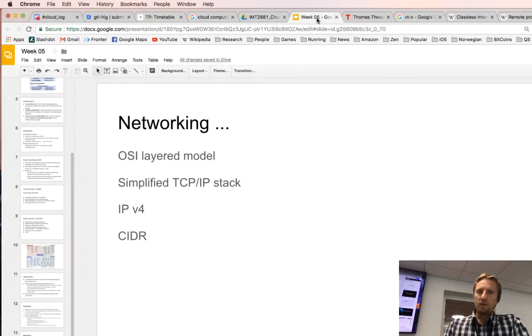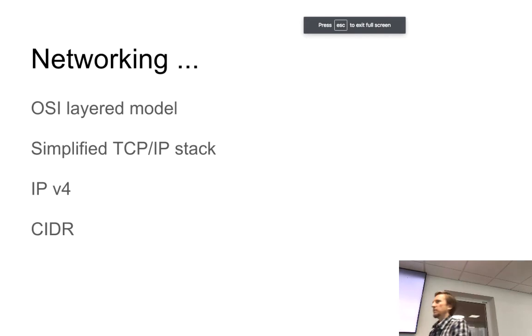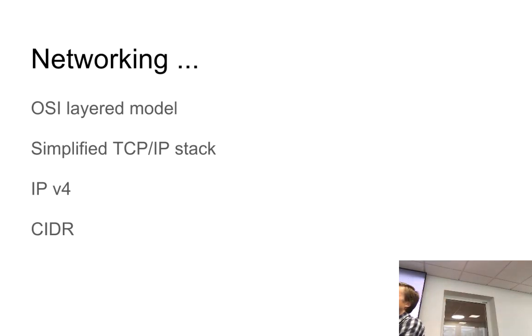What we need to know, as I said, is that we have the OSI layered model, and we have the simplified TCP/IP stack. We talked a little bit about Ethernet, layer two. Layer one, physical. There are some protocols related to the physical layer, and cabling and fiber optics and all that, but we don't go there. We start with layer two, Ethernet.